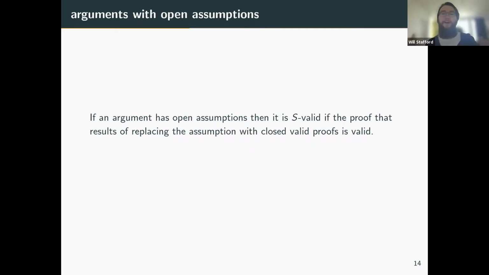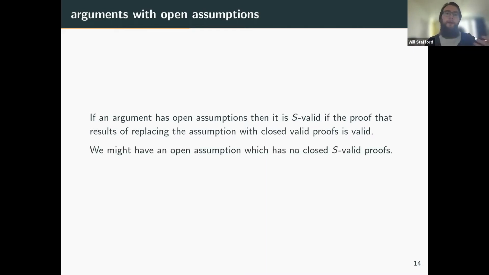So the last condition we have is when we're dealing with open assumptions. If we have an argument with open assumptions, we're going to say it's S-valid if there are closed proofs of those assumptions, and we substitute them in, then the resulting proof is closed.